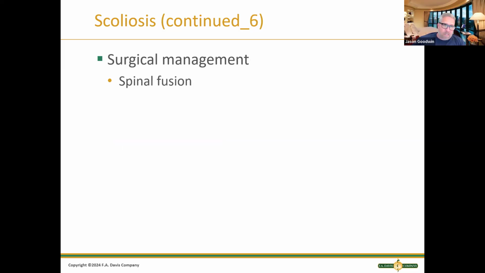You can do a spinal fusion. It's only considered when a patient has a Cobb's angle of greater than 50 degrees. All that spinal instrumentation and fusion in there, it's very drastic. So you want to make sure that the destruction that you're preventing has less of a risk than the surgery itself.